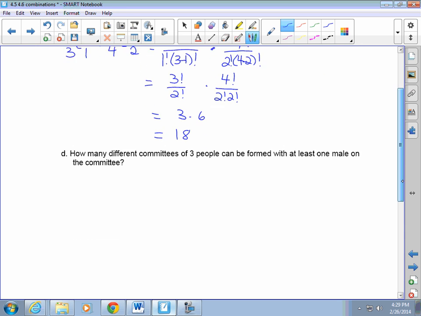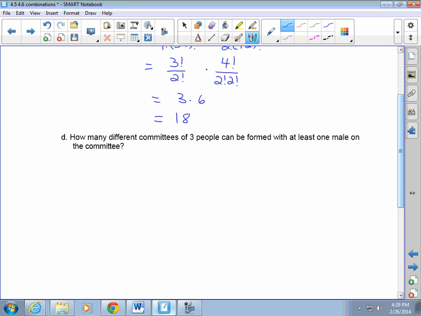D. How many different committees of 3 people can be formed with at least one male on the committee? Okay, so at least one means that you have to have 1, 2, or 3 males on this committee. So there's 2 ways that you can do this. One is using direct reasoning. So in this situation, then we have cases.